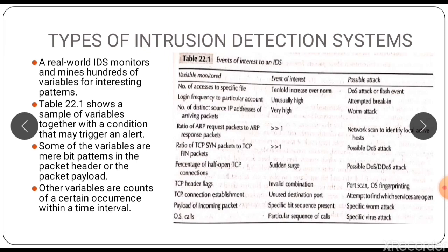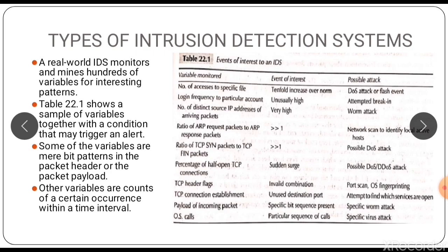Next we will see about types of intrusion detection systems. A real-world IDS monitors and mines hundreds of variables for interesting patterns. The table will show a sample of variables together with a condition that may trigger an alert. Some of these variables are mere bit patterns in the packet header or the packet payload. Other variables are counts of certain occurrences within a time interval.